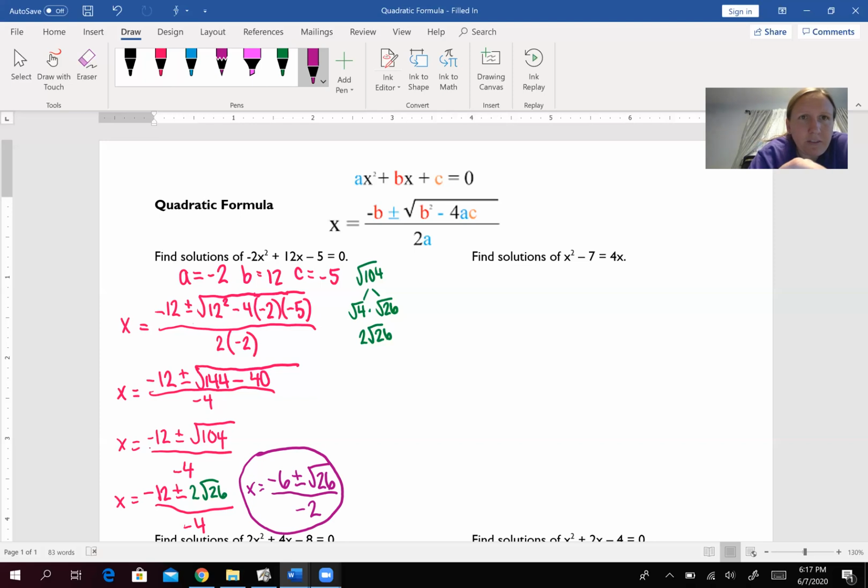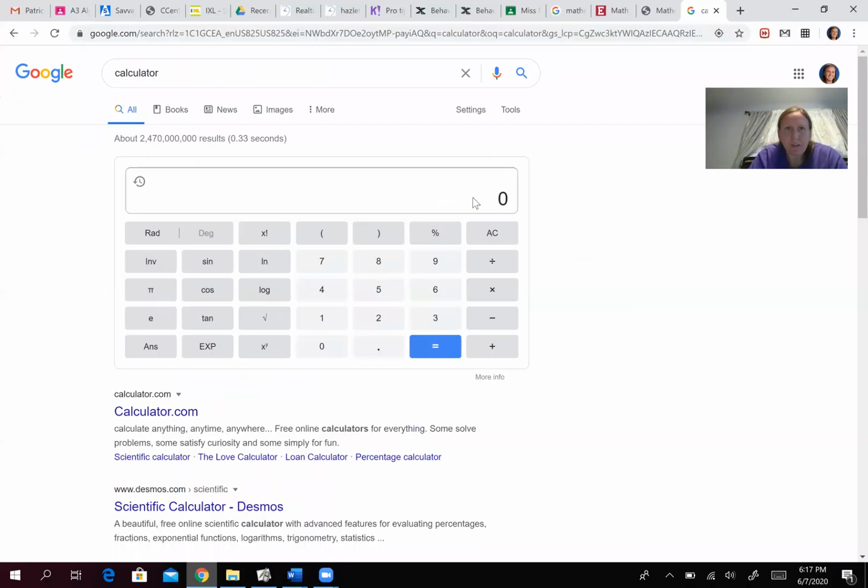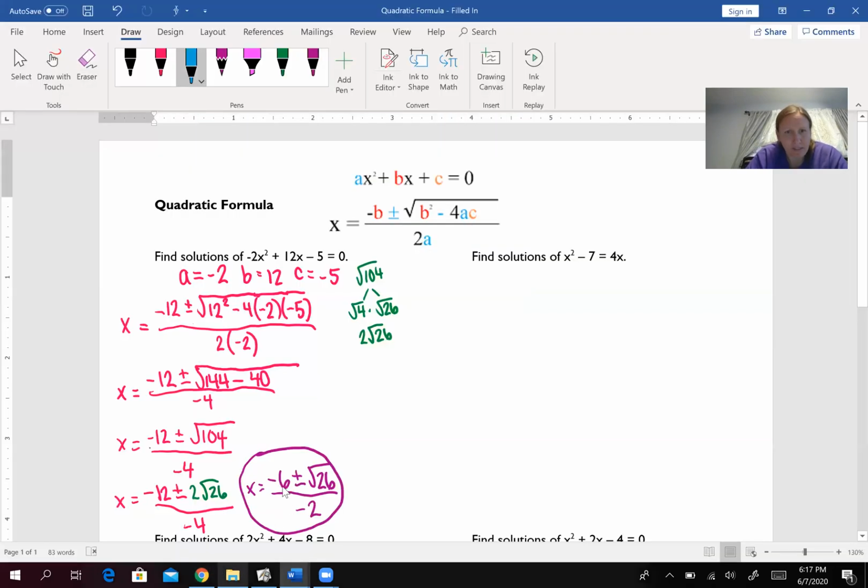And if the directions had said to actually evaluate it, maybe rounded to the nearest hundredth, I'll show you how to do that on the Google calculator. So I have my calculator here. So what is actually happening here is we have this stuff in the numerator and we want to divide all of that by -2. So you have to be very careful with how we type this in.